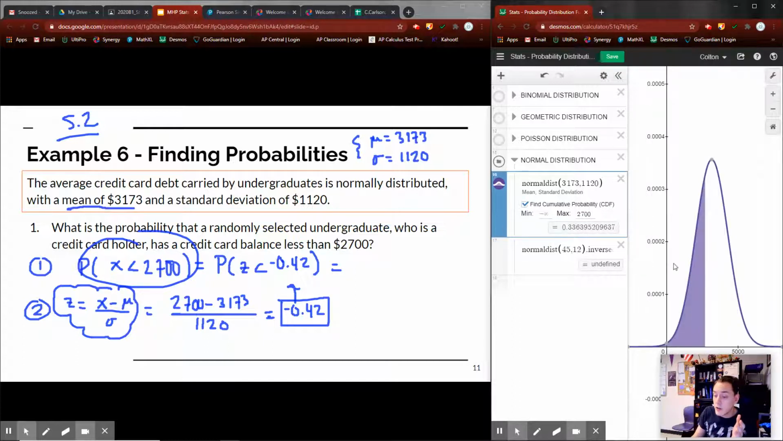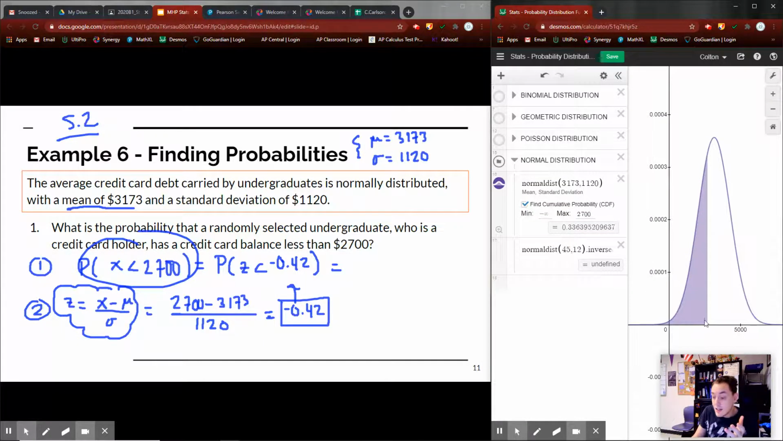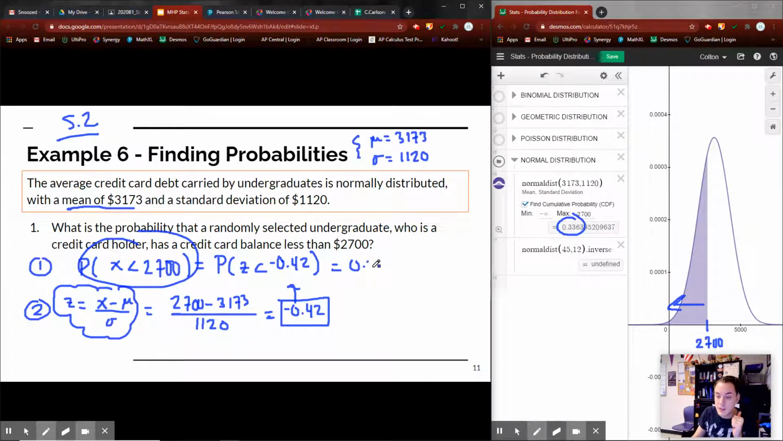When in doubt, just check: is this less than? This value down here is 2,700, and is that less than 2,700? It is, so we're doing it correctly. What's my probability? Right here, 0.336, which rounds to 0.34. The probability that the card holder has a balance less than 2,700 is roughly 33.6%.